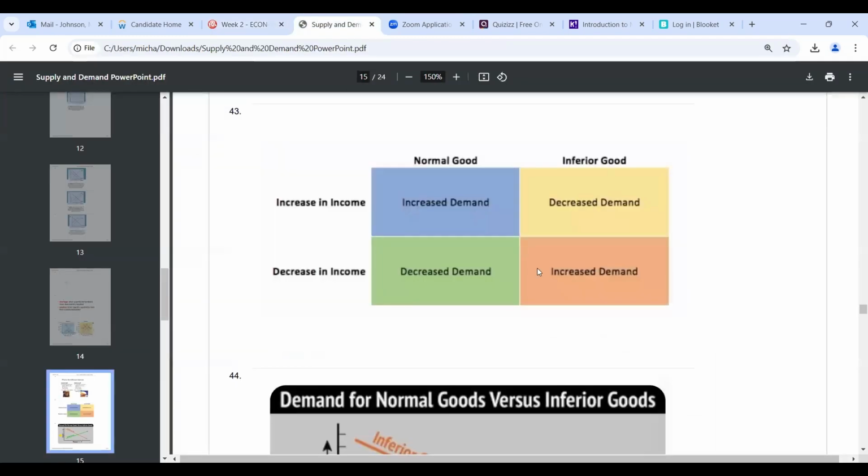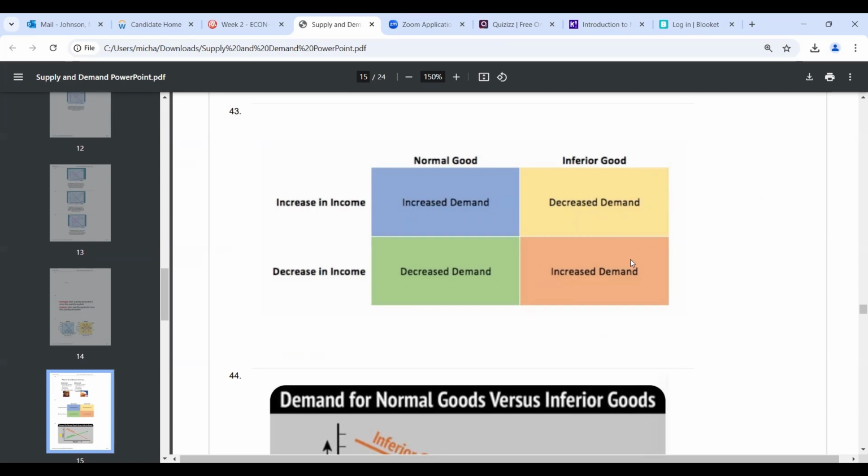Number 43. So for a normal good, if there's an increase in income, there's an increased demand for normal goods. Normal goods are also called luxury goods. And then for an inferior good, an increase in income, there'd be decreased demand. And then for a normal good, if there's a decrease in income, there's decreased demand, while for an inferior good, a decrease in income, increased demand.